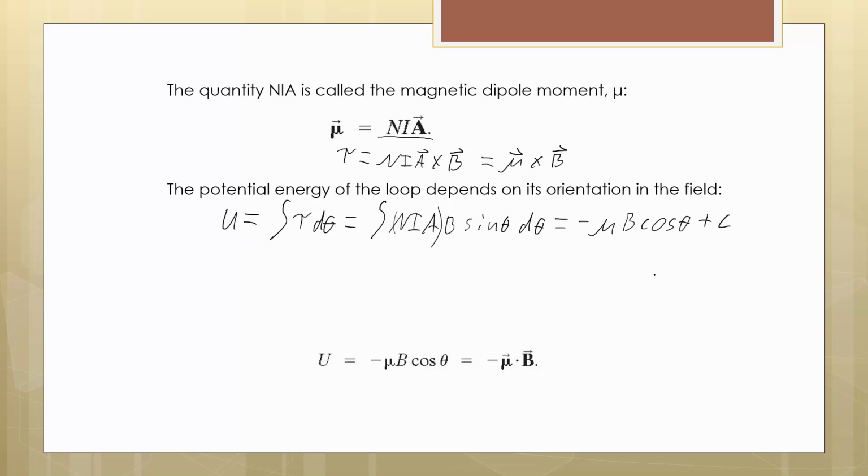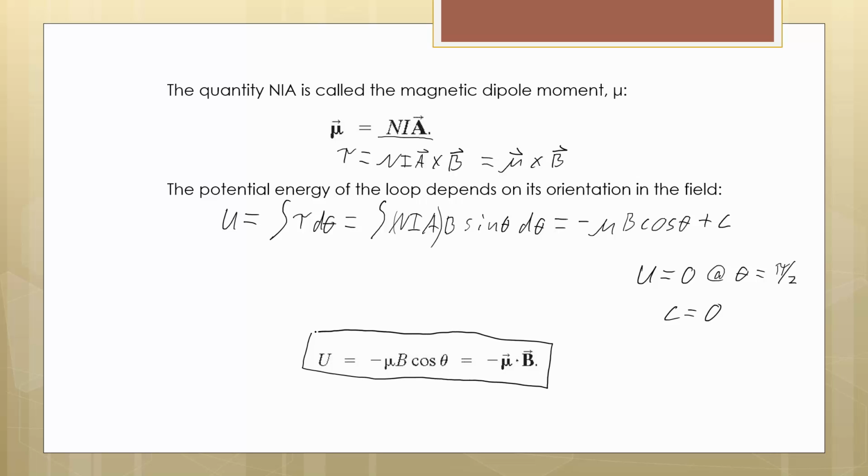But whenever we're dealing with potential energies, we can set potential energy equal to 0 wherever we want. So we often choose the potential energy to be 0 when theta is equal to 90 degrees. And if that's the case, then C will equal 0. So that gives us this nice expression here, which we can write as the dot product, because whenever you have two magnitudes and the cosine of the angle between them, that's the dot product.